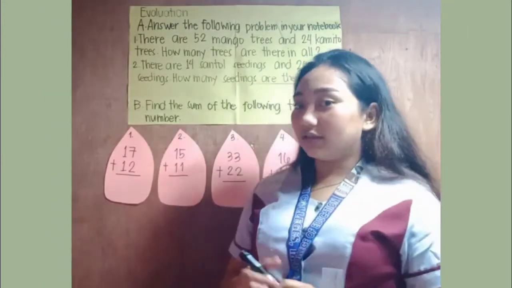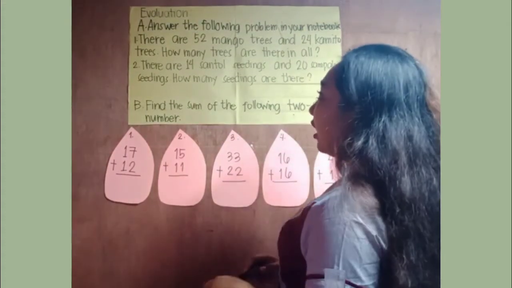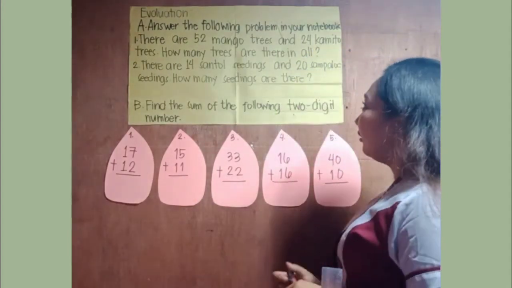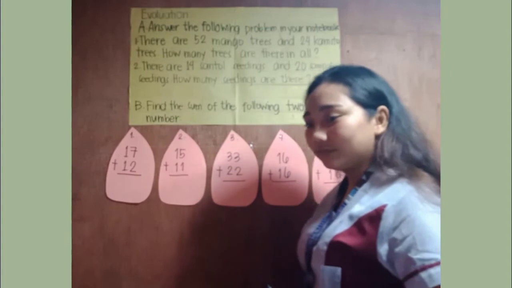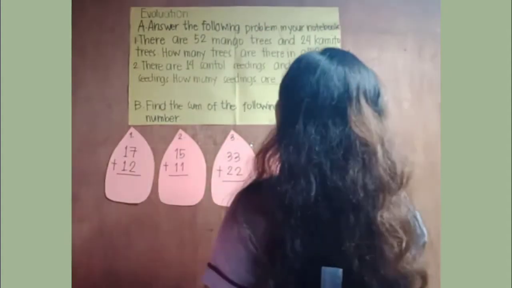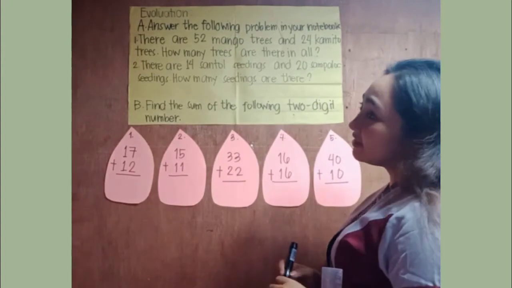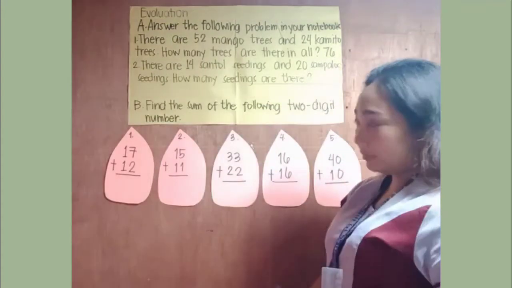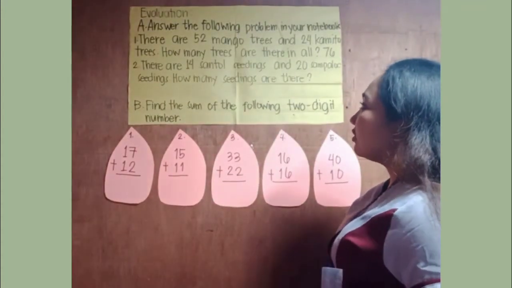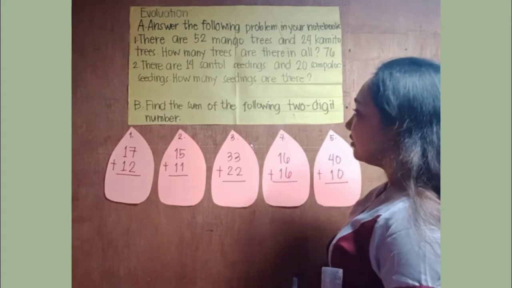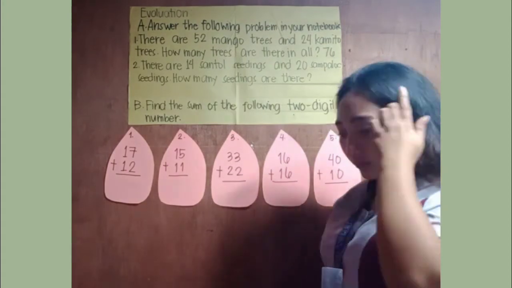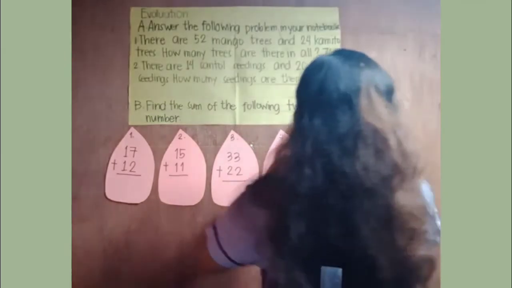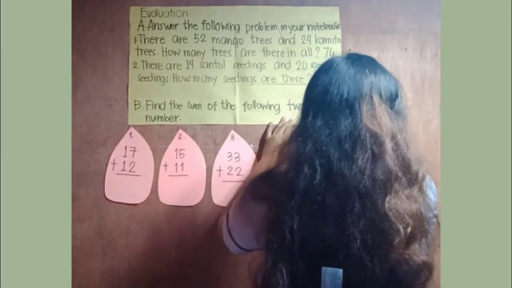Okay, class. We will now check this activity. So, in number 1, there are 52 mango trees and 24 tomato trees. So, how many trees are there in all? So, what is the answer? Very good. There are 76 trees in all. So, in number 2, there are 14 santol seedlings and 20 sampalok seedlings. So, how many seedlings are there? So, what is the answer? Very good. There are 34 seedlings.